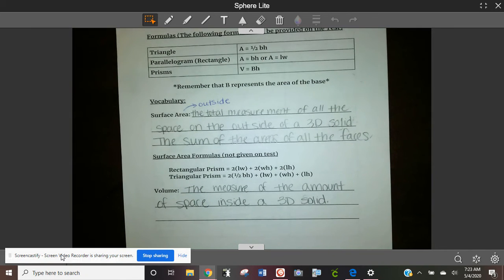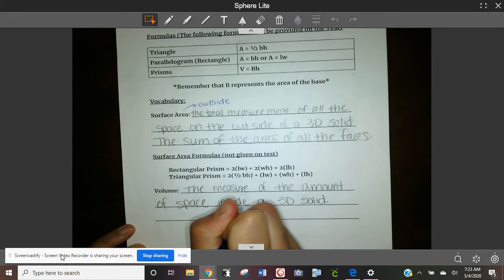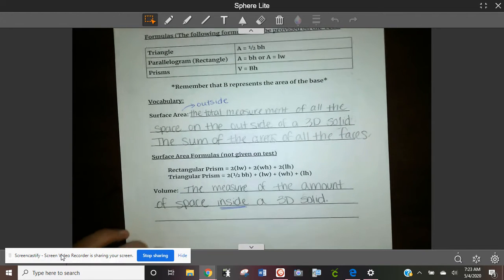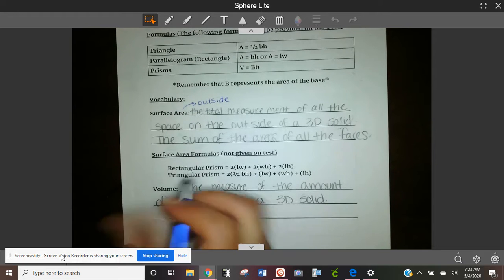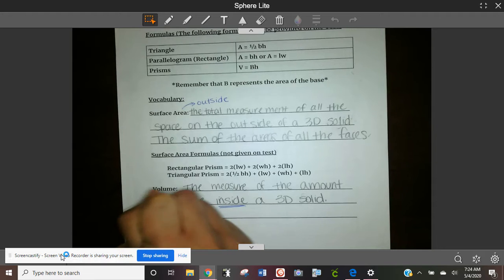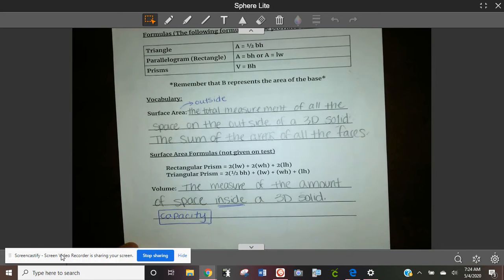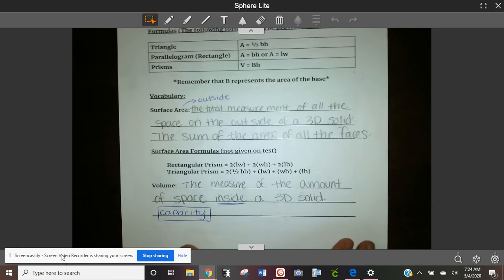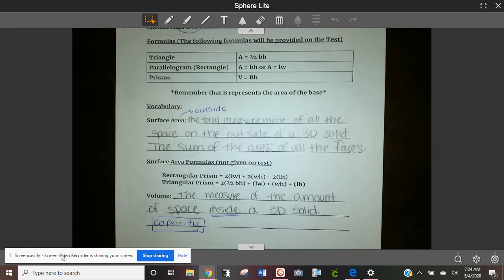This is the measure of the amount of space inside. When I'm talking about space, we can also add the word capacity. The word capacity just refers to how much something can hold. Even if you go into a room, obviously our heads don't reach the top of a room, but the capacity is the maximum amount of people you should have in a space.